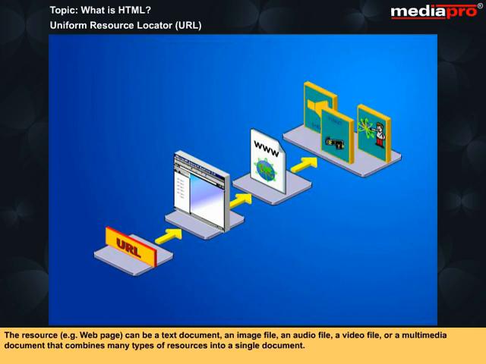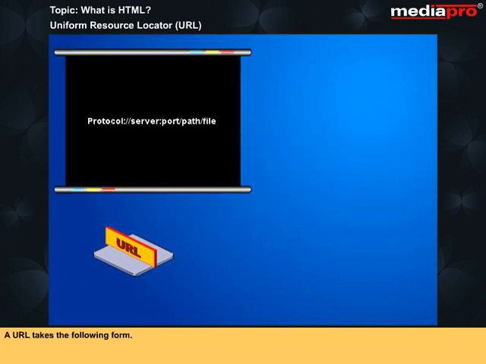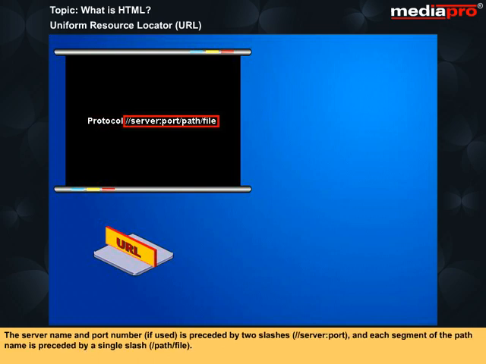The resource, example web page, can be a text document, an image file, an audio file, a video file, or a multimedia document that combines many types of resources into a single document. A URL takes the following form. Here, the transfer protocol is followed by a colon. The server name and port number, if used, is preceded by 2 slashes, and each segment of the path name is preceded by a single slash.